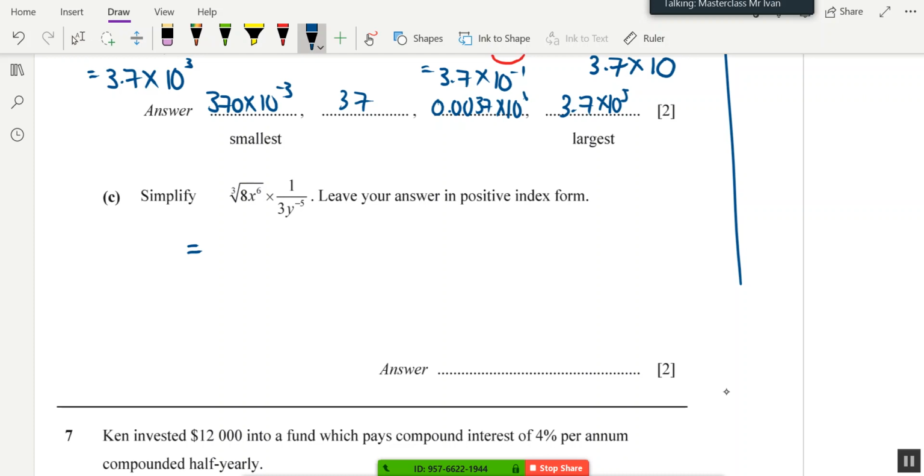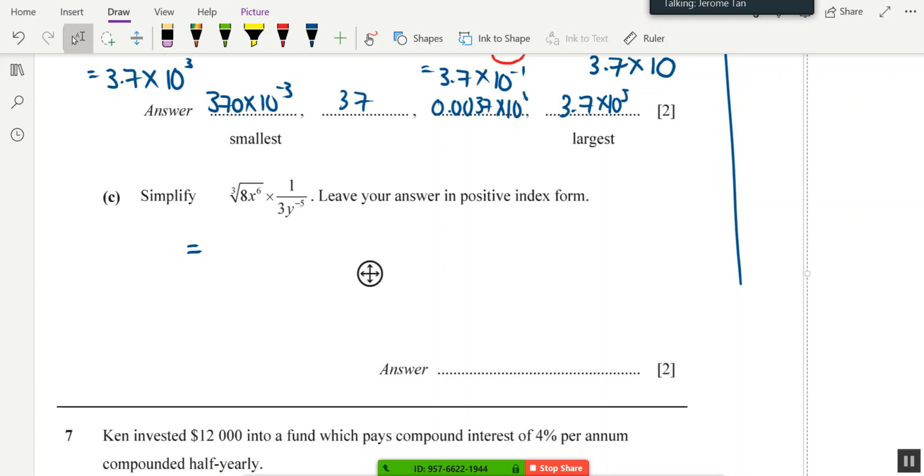Cube root of 8. Jerome, what do we get? Cube root of 8. Must know by heart. Aiyo. Use calculator also okay. Cube root of 8 is equals to what?